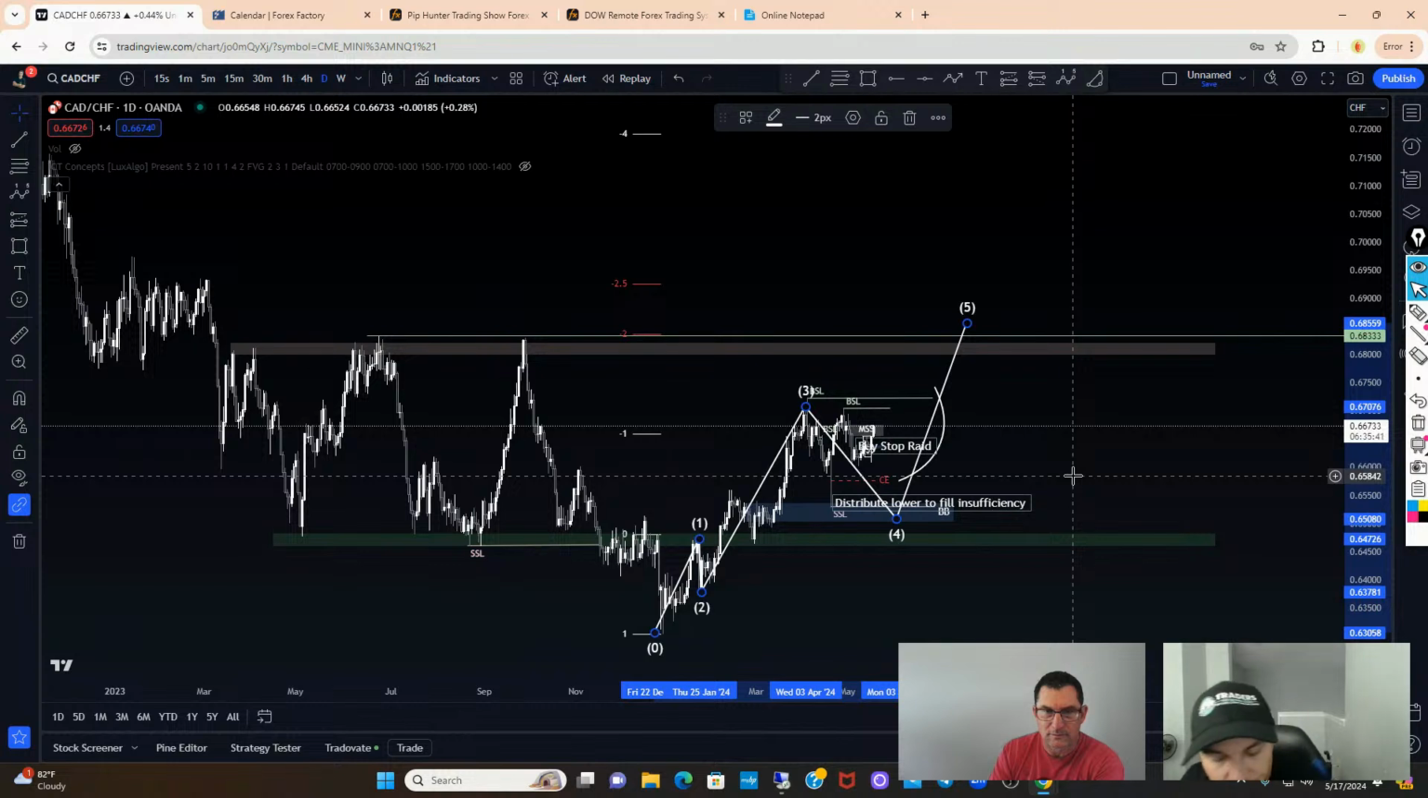So CAD Swiss is playing out really good, and we're all holding some buy positions. So this is a perfect setup here to go. We're going to be targeting a lot of pips here on the CAD Swiss because I have a lot of conviction where price is going right now.